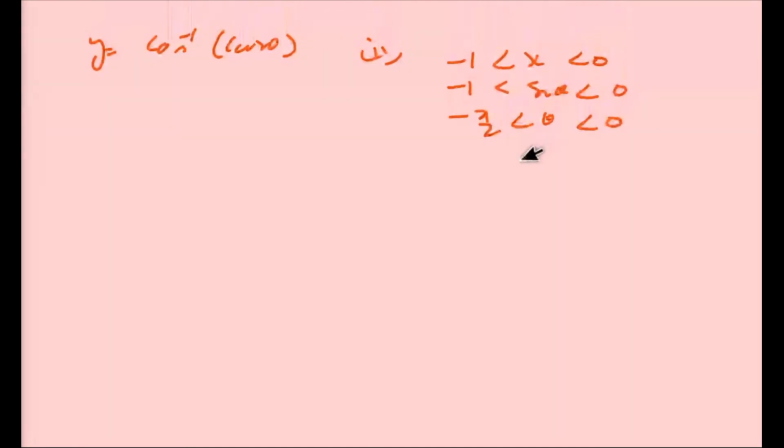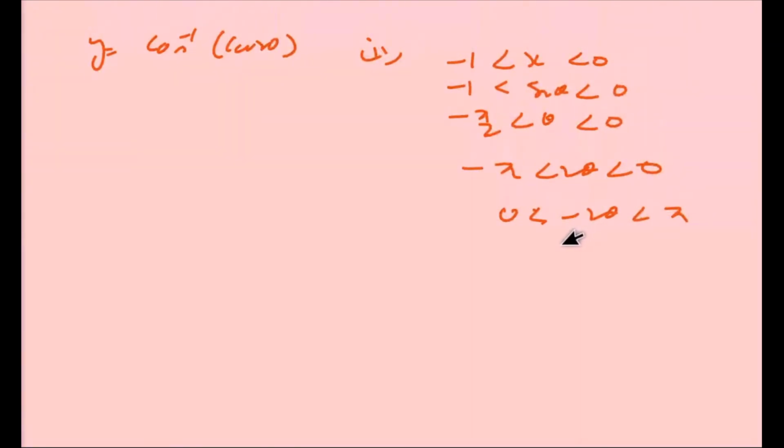So now we have to select the range here. Multiplied by 2 we get minus pi less than 2 theta less than 0. Now it is 2 theta. Okay, now minus pi less than 2 theta less than 0, we can multiply it by minus. So we get 0 less than minus 2 theta less than pi.